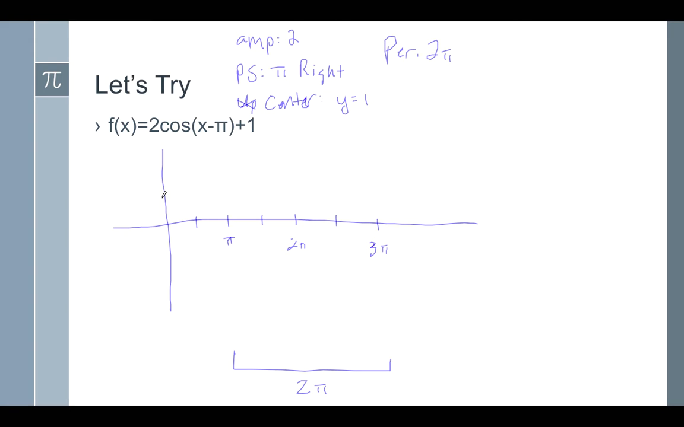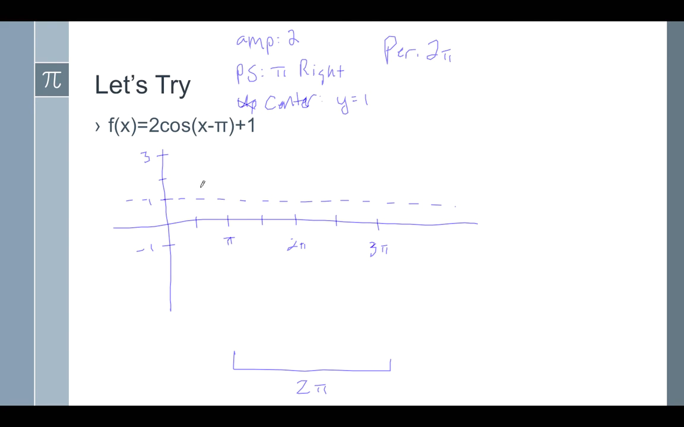And we need to go up 1, so we need to go up to a new center line of 1. And we need to go up 2 from that, which is 3, and down 2, which is -1. Now we can use things we know about cosine and ones we don't know about sine.